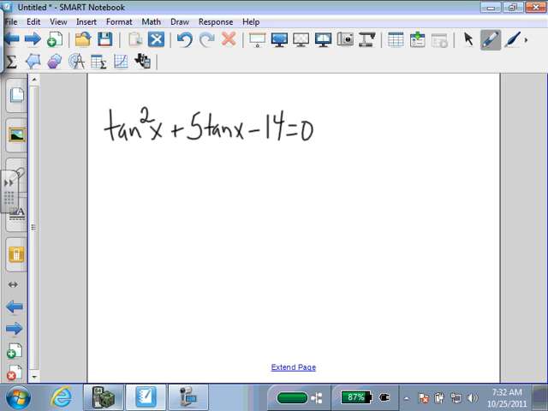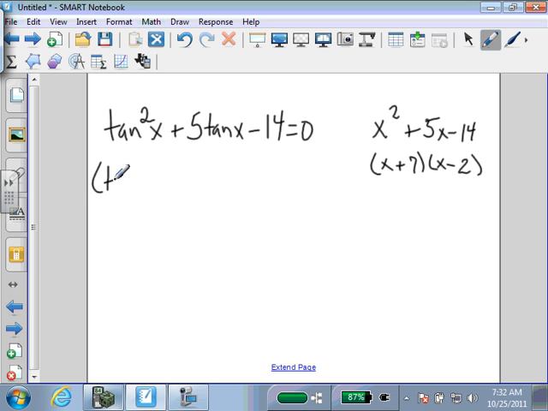So now we have a trinomial. We have a tan squared x plus 5 tan x minus 14. None of them like terms. 3 terms. Again, what we did with these, if we were having a little trouble, is you could take the trig out, x squared plus 5x minus 14, and factor that, because sometimes it's easier to see it without the trig, and then come back and put the trig in.